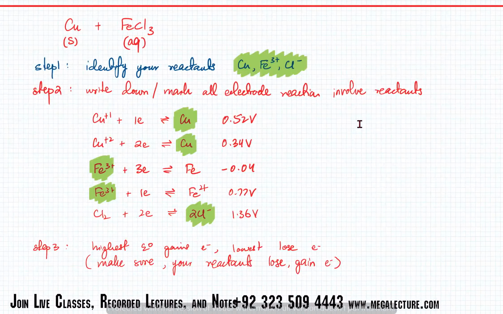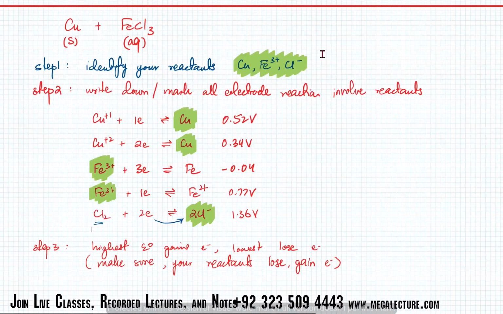Who's got the greatest tendency to actually gain electrons? Is it Fe3+? We need the highest potential. Which one is the highest? Oh, Cl−. So that's going to gain electrons, right? So it's going to go in the forward direction. So it is the highest, right? But who's gaining electrons? It's Cl2 that's gaining electrons.